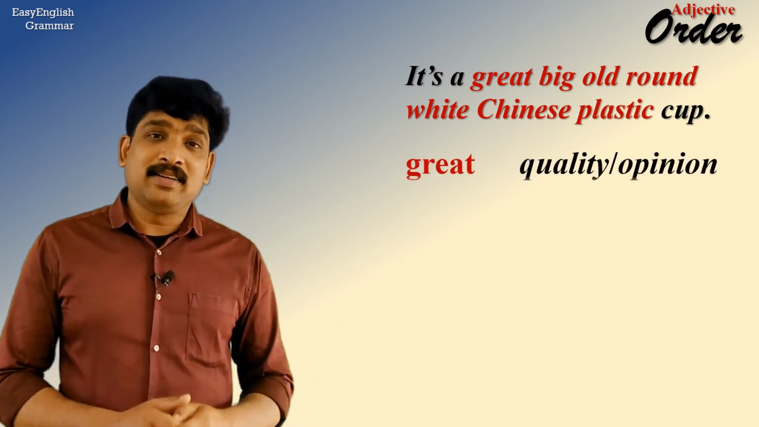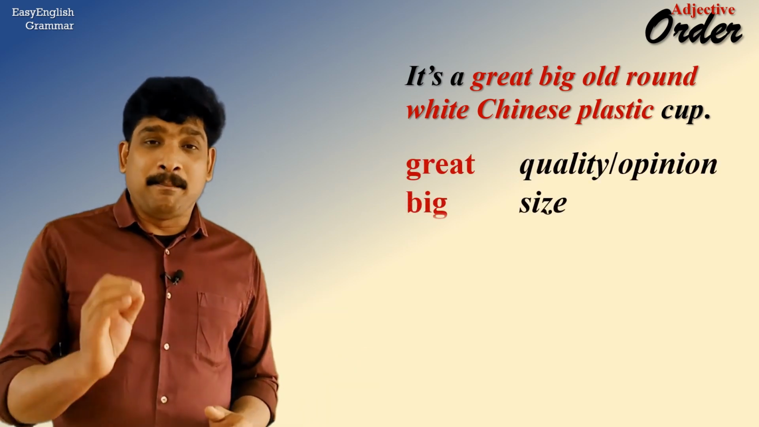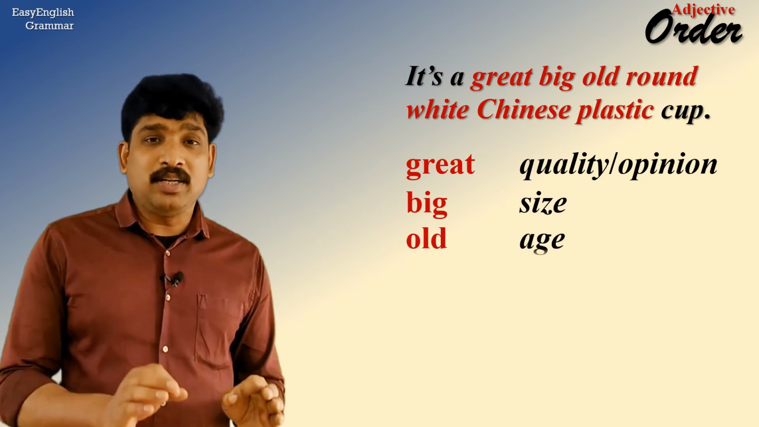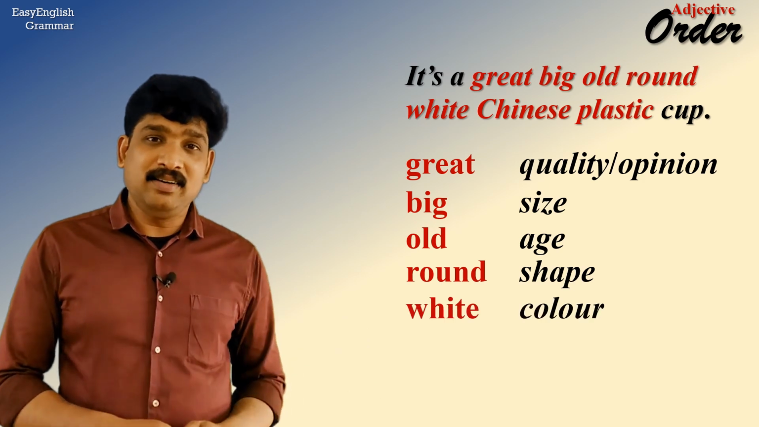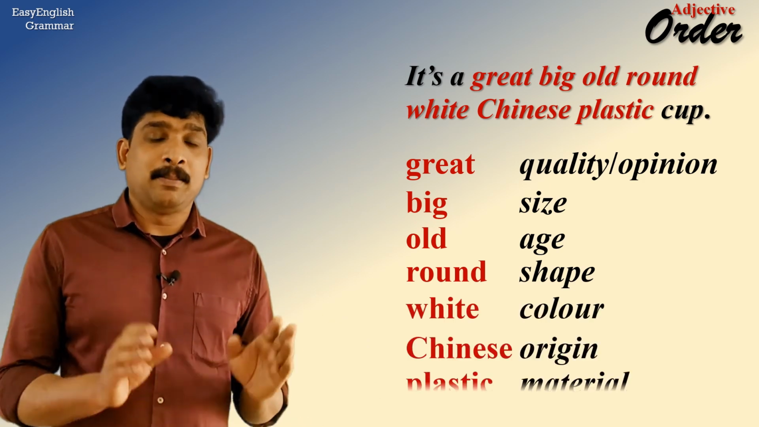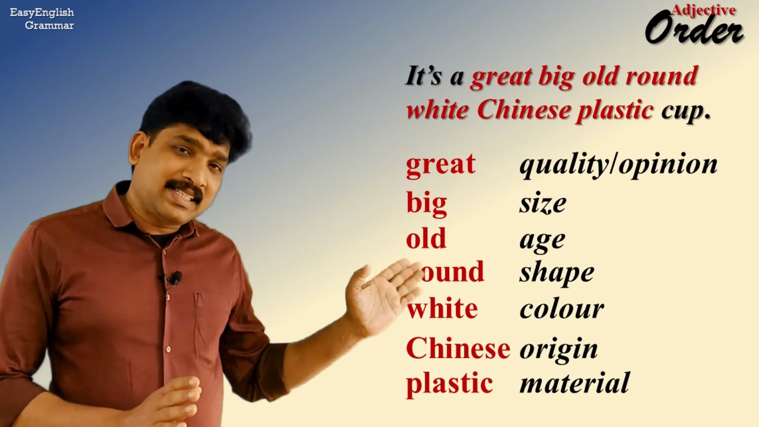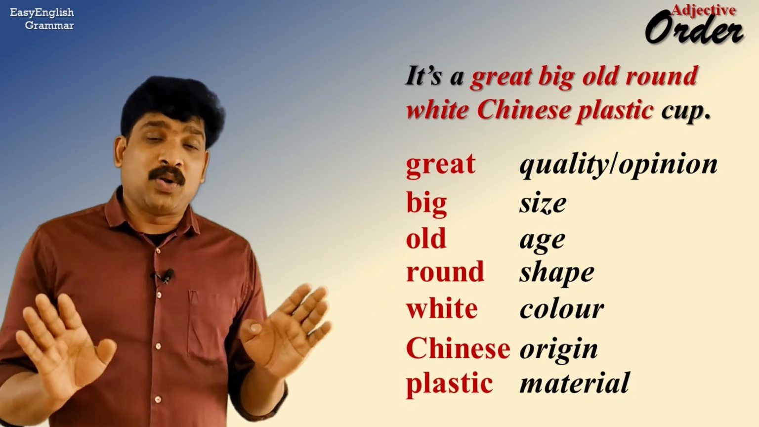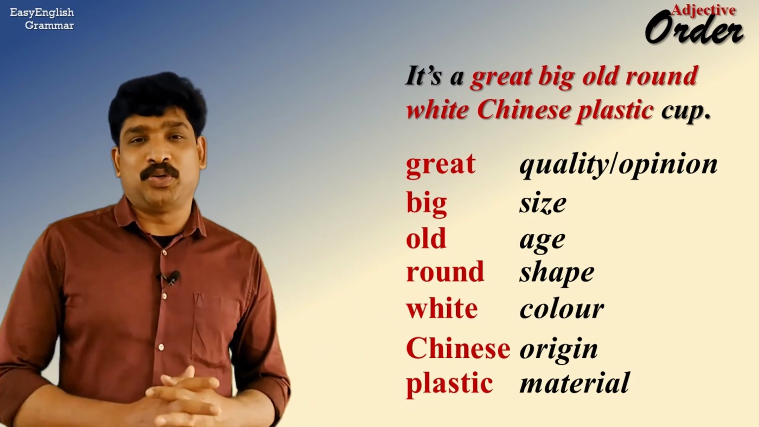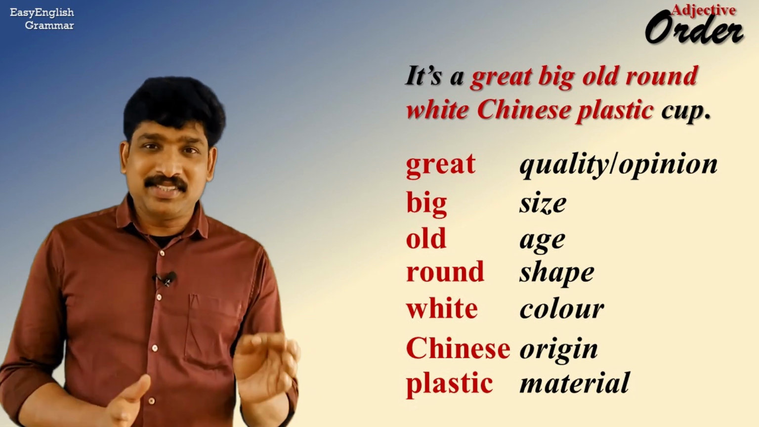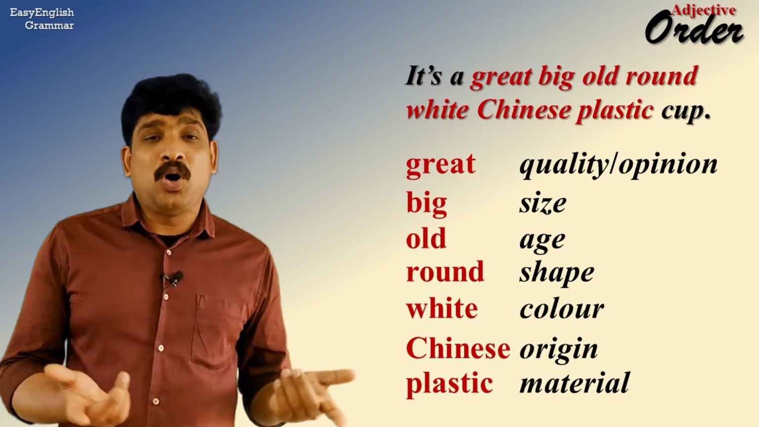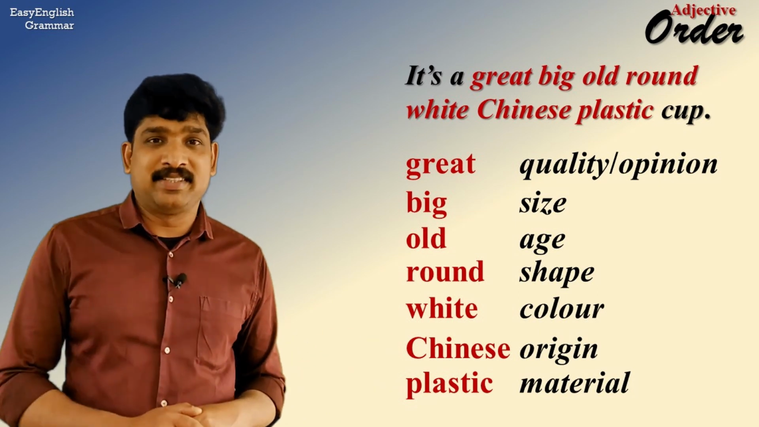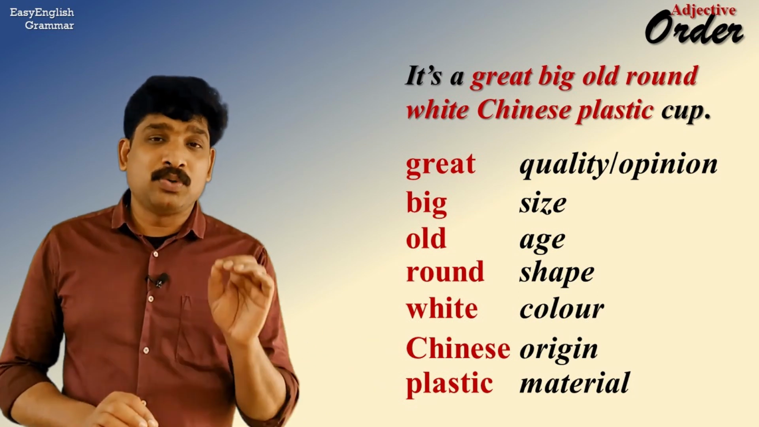So, great, giving my opinion, big, the size, old, the age, round, the shape, white, the color, Chinese, the origin, plastic, the material. That's the adjective order. We cannot break it. We have to follow it. Don't worry, friends. Most of the time, you will use only one, maybe two or three adjectives in one sentence. But still, you have to follow this order.